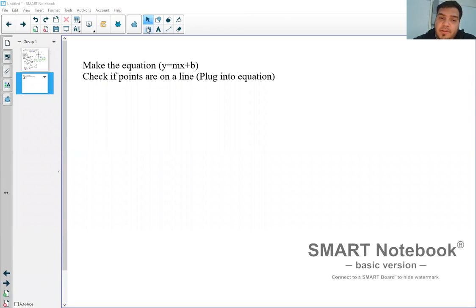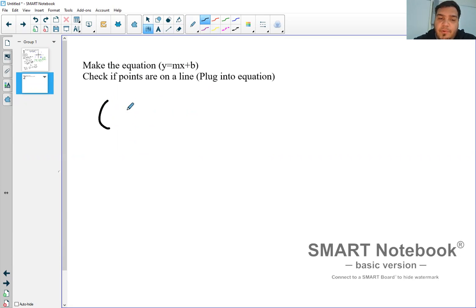All right, our next part is making an equation, y equals mx plus b, and checking if the points are on a line. Plug it into the equation. So it could be like a two-parter where you find the equation and plug it in, or I might have them separate. I haven't decided yet. But either way, make it an equation.